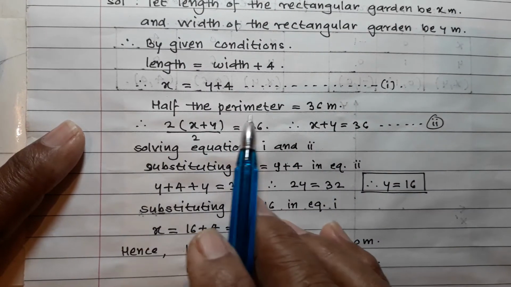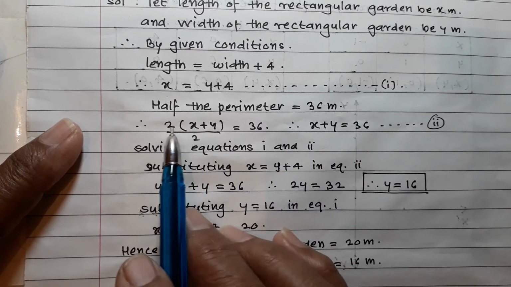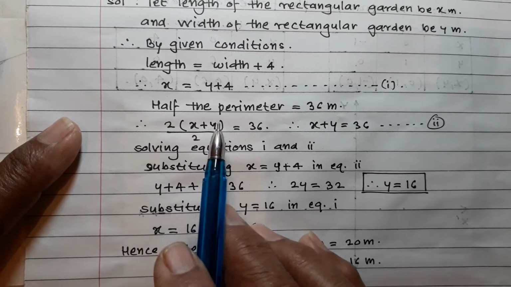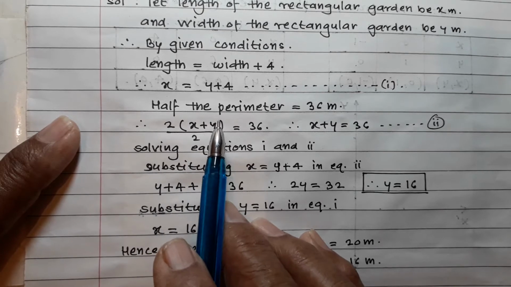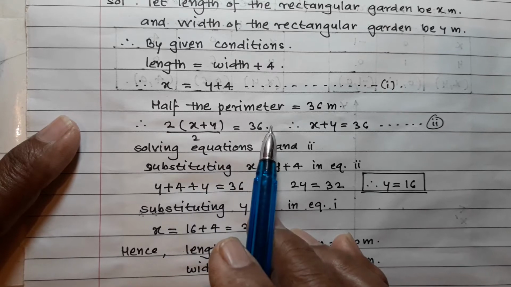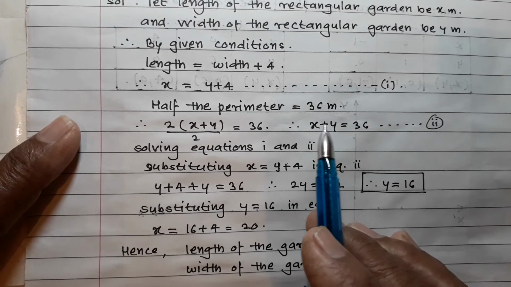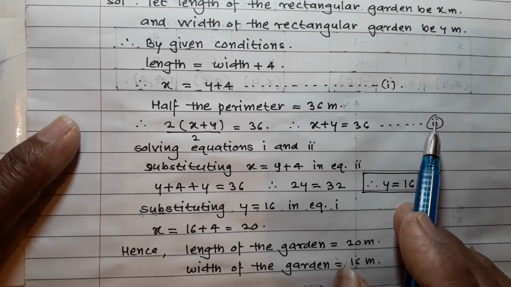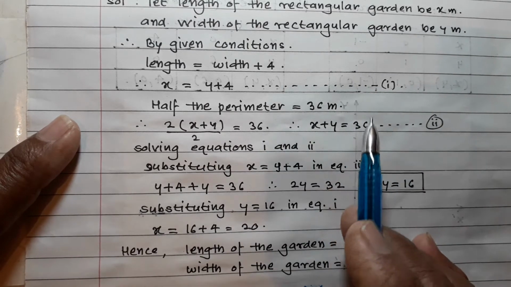Then half the perimeter is equal to 36. So you know what is perimeter: 2 into bracket L plus B, means length plus breadth. So 2 into bracket x plus y upon 2, because half it is 2, is equal to 36. These 2 and these 2 get cancelled and therefore x plus y is equal to 36. Equation number 2. If you solve these two equations, you will get x and y.